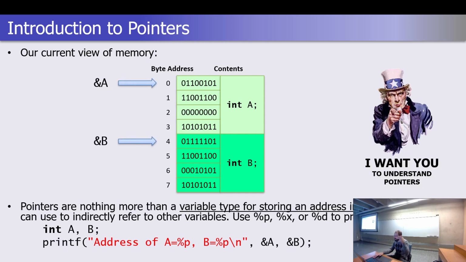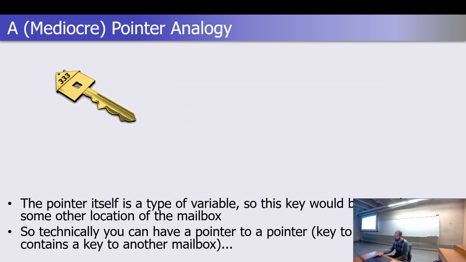I guess I could have shown that. Address of A points there, address of B points there. Here's a mediocre pointer analogy. This gets a little bit recursive, which is why it's a mediocre pointer analogy.